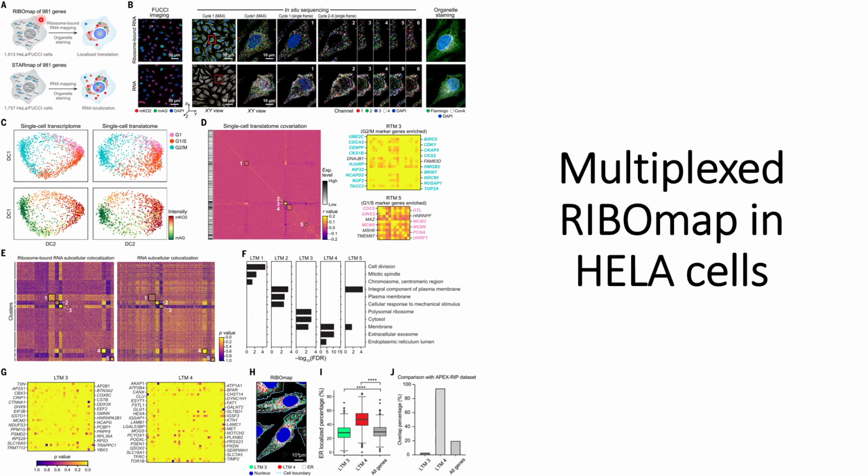So this is the overall view of how they did their RIBOmap experiment. They used 981 genes that are translated in situ within the HeLa cells, and they mapped those 981 genes into various ontological analyses, and they did the same with STARmap. They were able to identify 1813 cells with RIBOmap, and around 1757 cells with the STARmap technology.